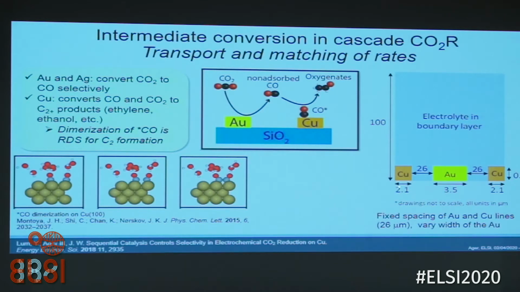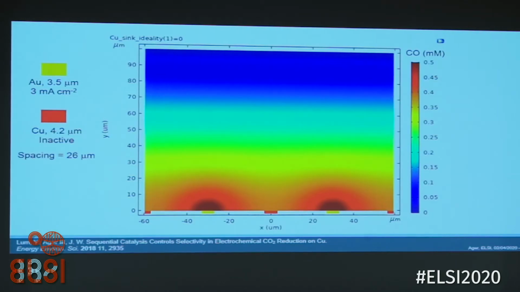We are going to do a little case here where we're doing a 2D model with copper and gold spaced by 26 microns, a huge distance actually compared to what I showed you was possible for enzyme catalysis. Is this going to work? So this is a simulation of the diffusion profiles of CO away from the gold electrodes shown here. And this is with the copper inactive.